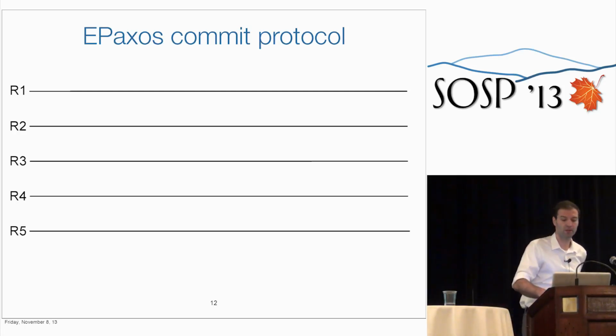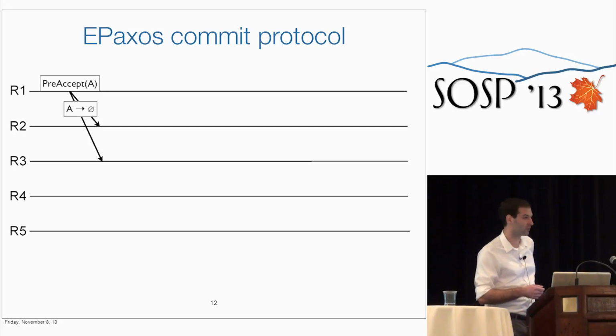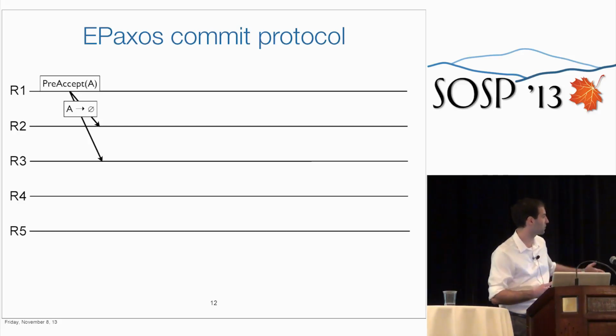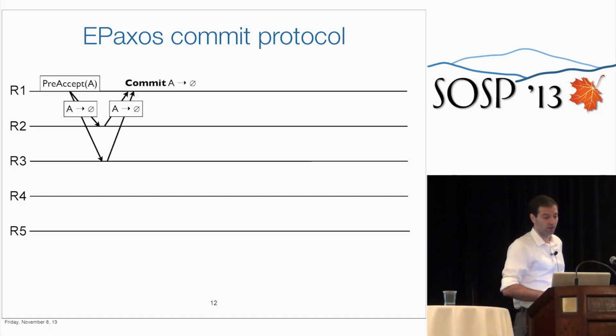And let's say that command A has been submitted to replica 1. Replica 1 sends a pre-accept message to a majority of replicas, that is itself and 2 other replicas, R2 and R3, saying that A depends on nothing because it hasn't seen any other command at this point. And R2 and R3 agree. And because of that, R1 can commit locally and then asynchronously notify everyone else.